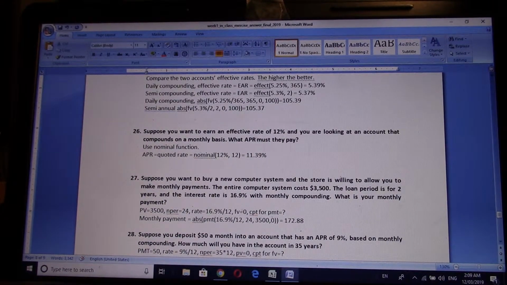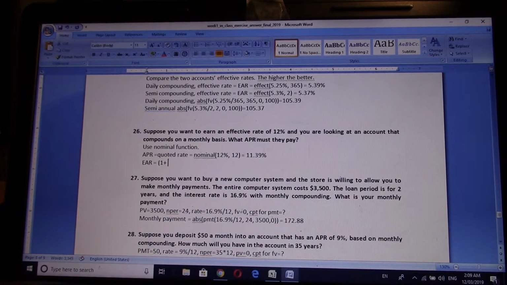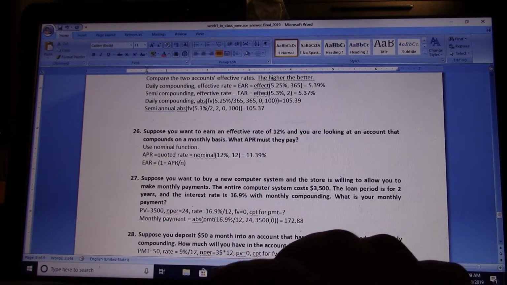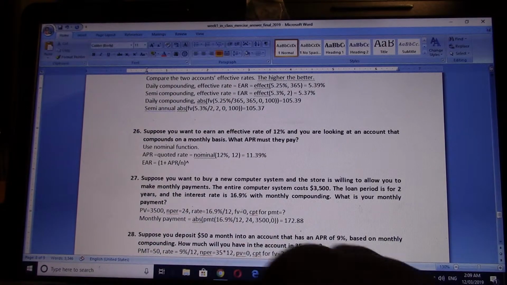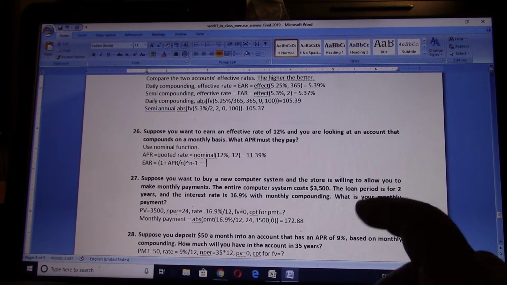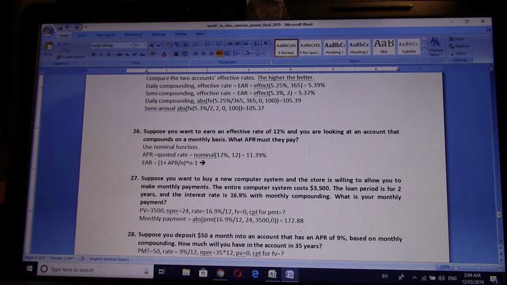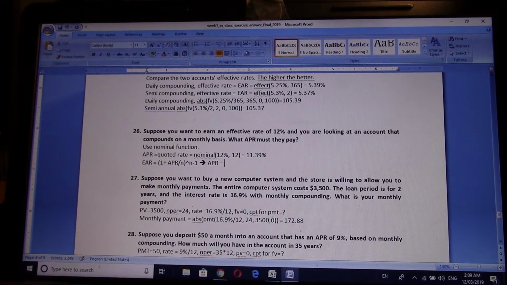To do it mathematically, for EAR, we know the equation is this. You can find this equation on the class website. EAR equals (1 + APR divided by n) to the power of n, subtract 1. This is your periodic interest rate in each period. This is the EAR math equation. And from this equation, we can derive the APR equation.